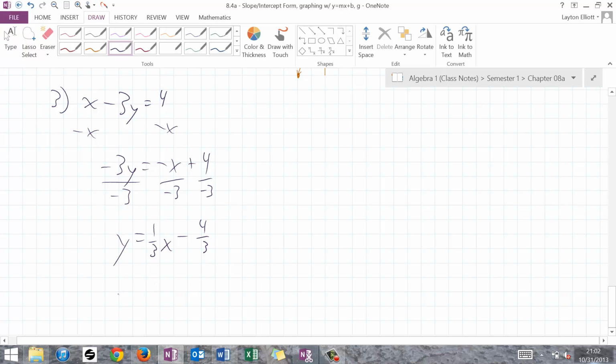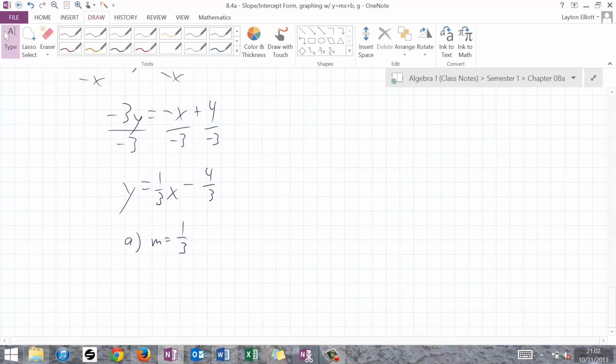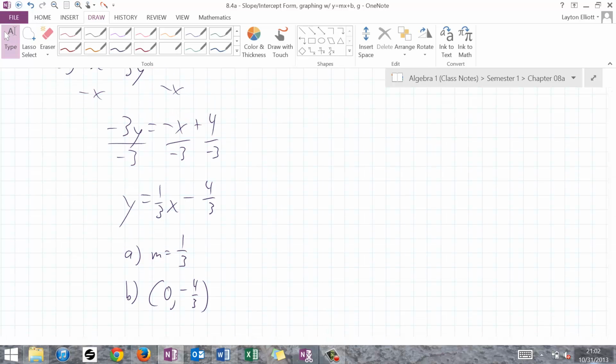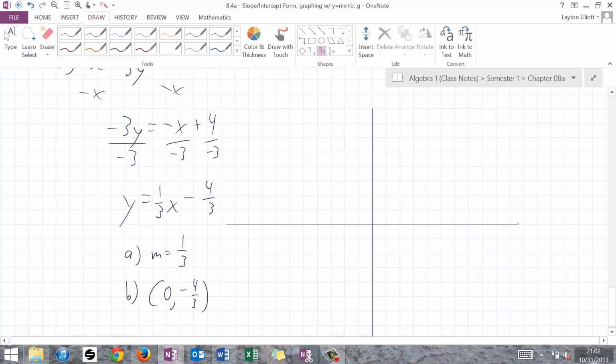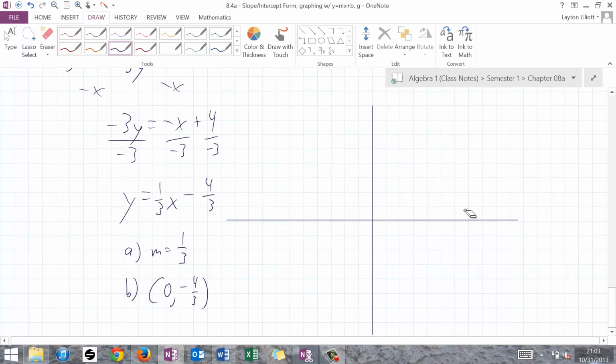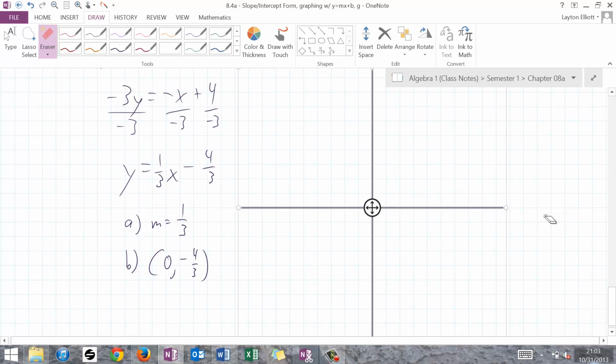My slope here, if I look at part A, is 1/3. That's okay, but my y-intercept, b, is -4/3. Well, what I don't want you to do is necessarily graph with thirds, because that's just too little. So what we're going to do is a little trick here. We're going to rescale this.